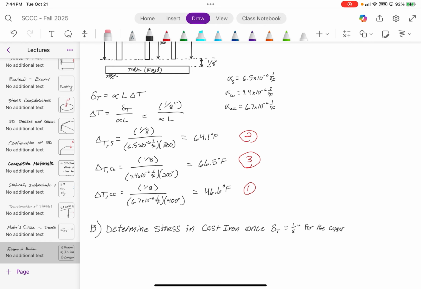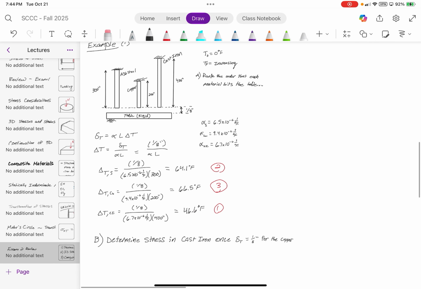Determine the stress in the cast iron once delta T is 1/8 of an inch for the copper. In other words, once the copper closes, that technically means that all of the systems are closed, right? So, I want you to determine what the stress in the cast iron would be. I'll give you guys 10 minutes to do that.